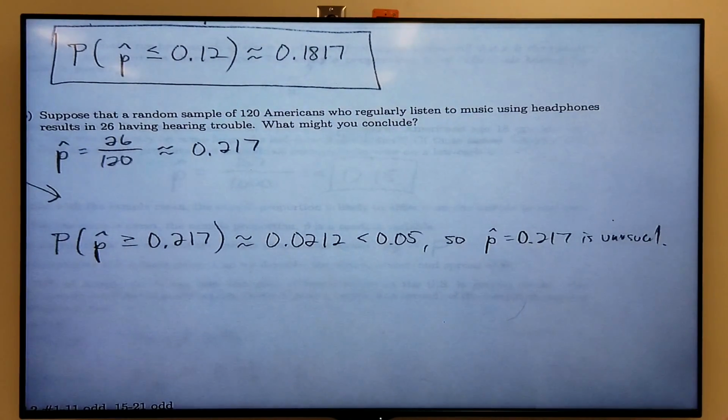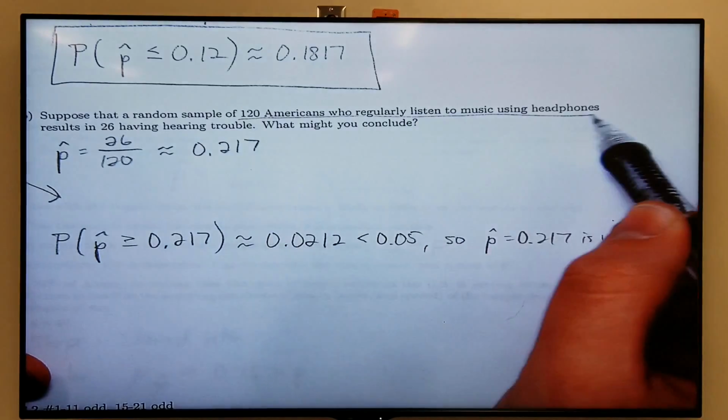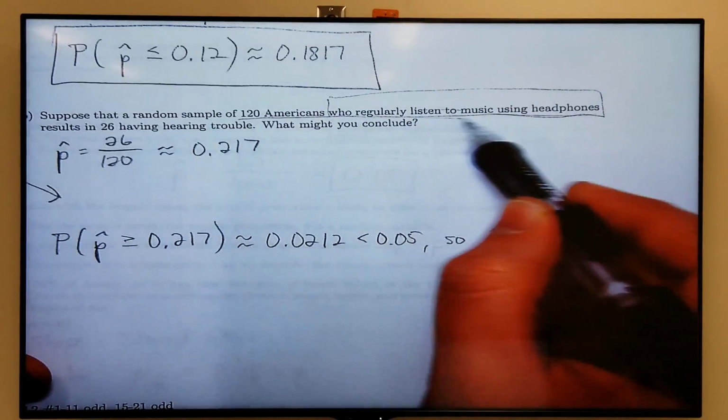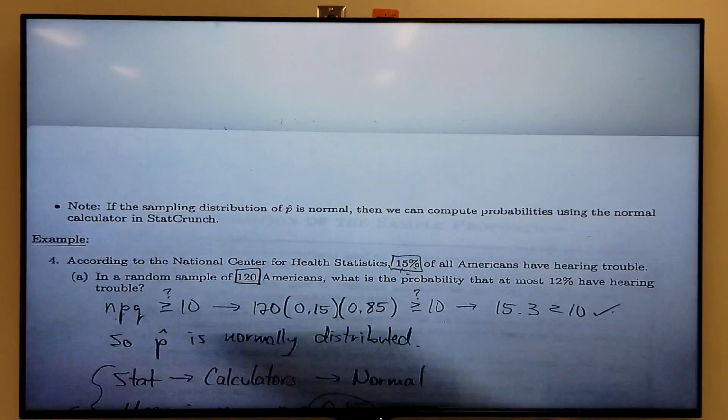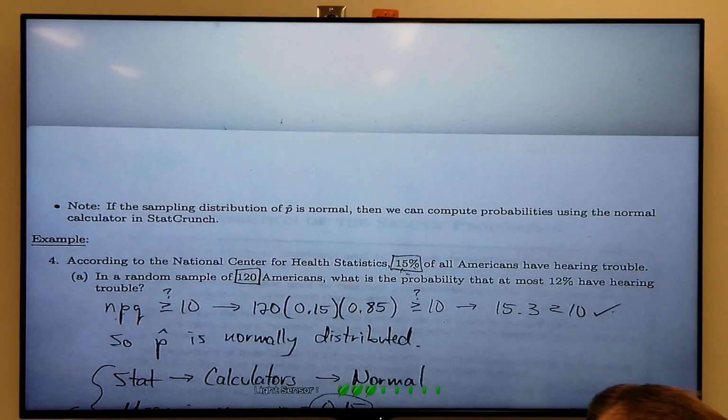So then the question is, well, what might you conclude from that, right? So we ended up with this unusual result. Big deal. Who cares, right? Well, think about the scenario. What's different about our sample here is that we took a random sample of 120 Americans who regularly listen to music using headphones. That's what's different about our sample, okay? When they gave us 15% up here, they were just talking about all Americans.